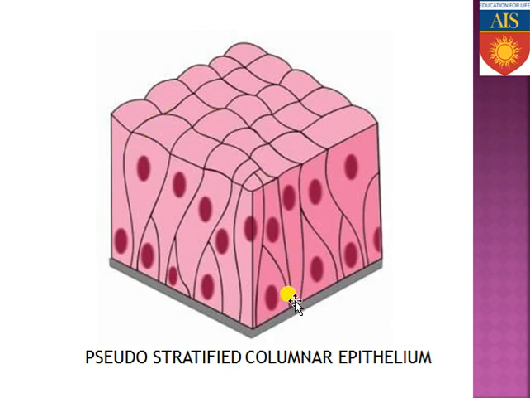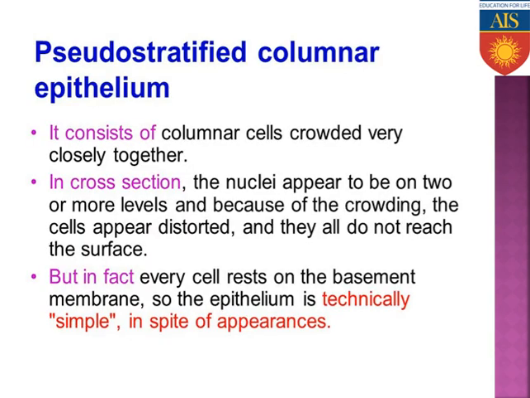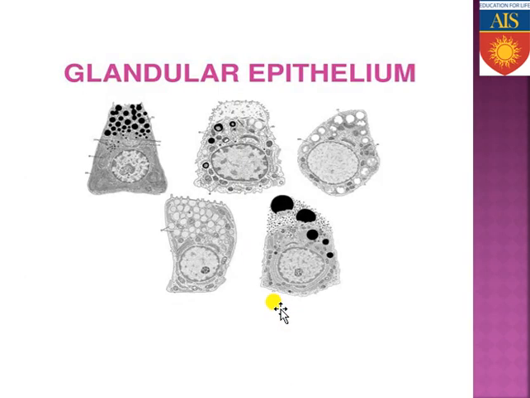So mainly 1 layer of cells is present, but a few can reach up to the surface, a few can't. For that reason it is considered that there are 2 layers of cells. But in fact every cell is resting on the basement membrane, that is common. So the epithelium is technically simple in spite of appearances, because based on the appearance it is obviously like a compound one, but according to their arrangement all of the cells are resting on the basement membrane. So for that reason it is a simple type of epithelial tissue that I have told you.